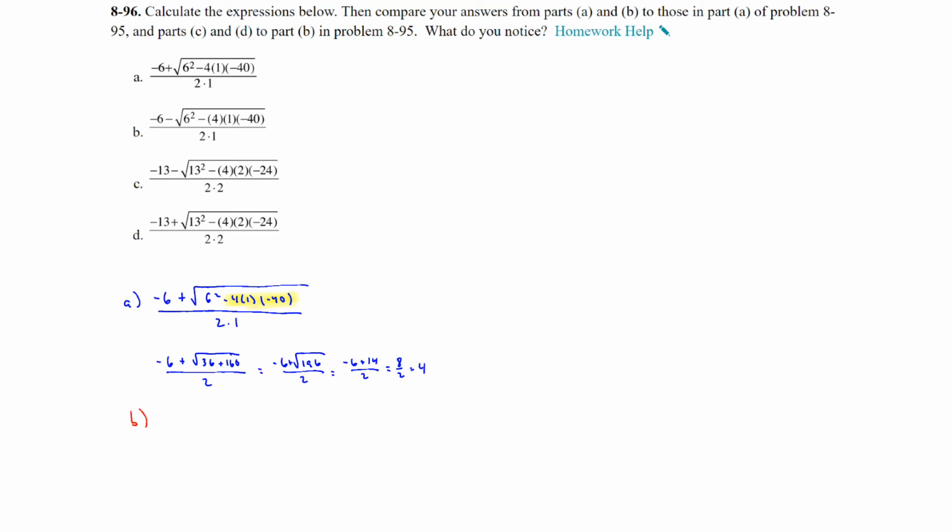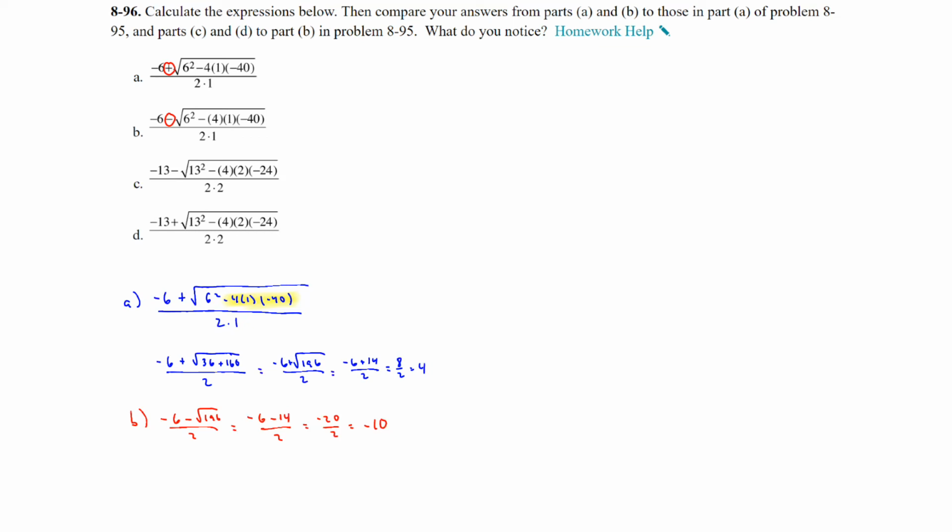So B, when you first look at it, it looks exactly the same. The only difference is this one has a plus and this one has a minus. Everything else is the same. So we really can go to the end here and get negative 6 minus the square root of 196 divided by 2. And even simplify that to negative 6 minus 14 divided by 2. And so that's negative 20 divided by 2, or negative 10. So A was 4 and B was negative 10.